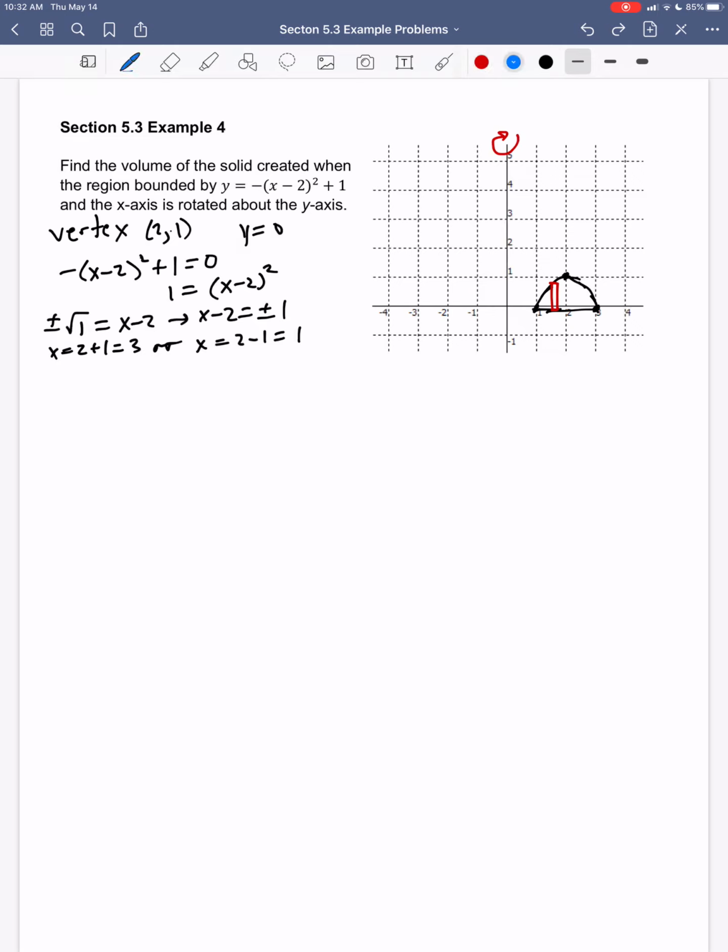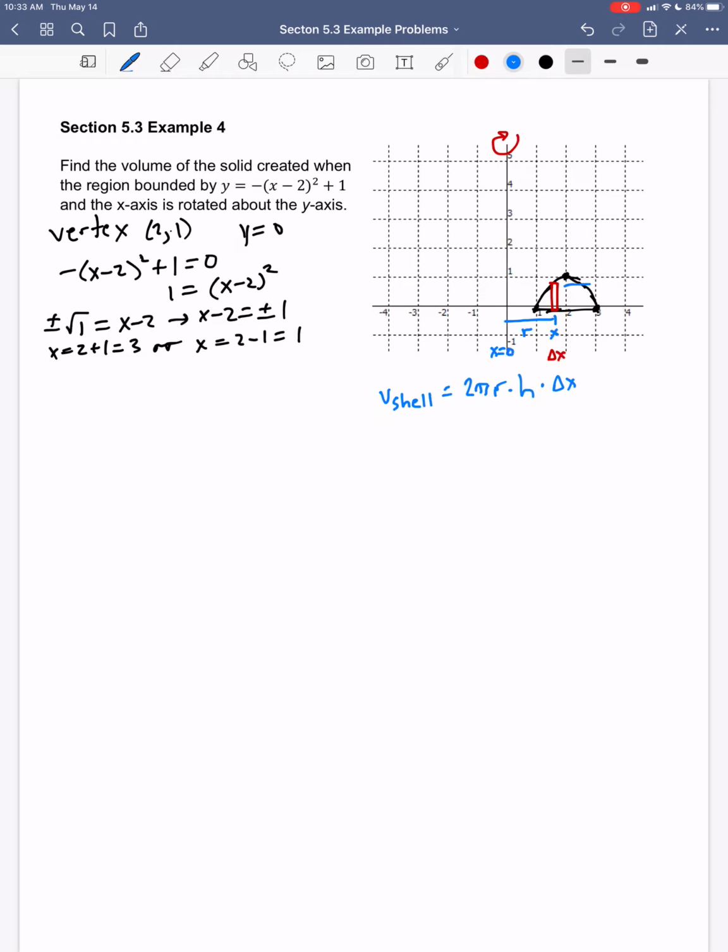So for the shell method, the other thing I'm going to need is to recognize that the width is going to be a value delta x, right? That's the little rectangle. So the volume of the shell is going to be 2 pi r, the circumference, times the height times the thickness, delta x. To find the radius, well, x is going to keep track of where that rectangle is. The radius is going to be that distance here. All the way over to the left is x equals 0.